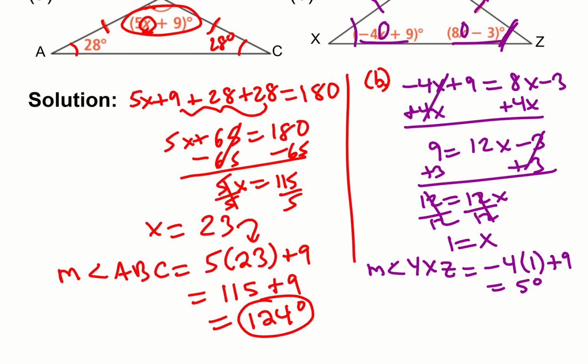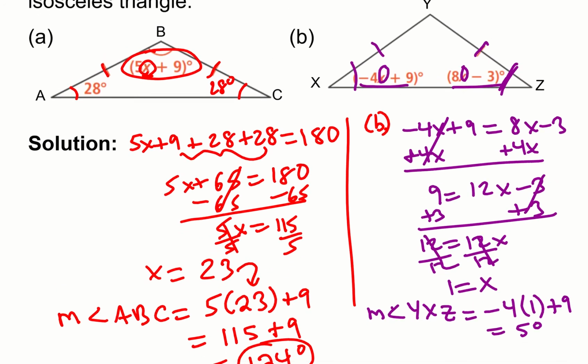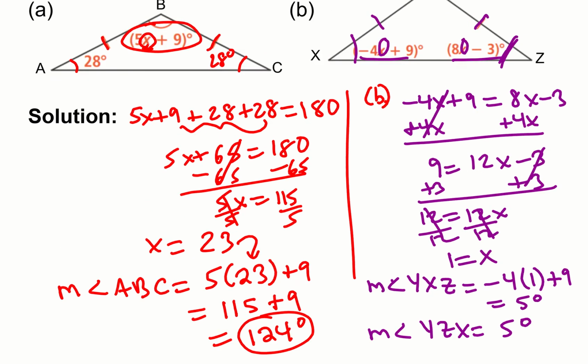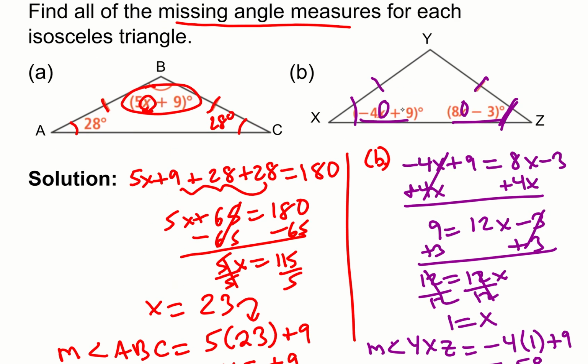So really small. And so we know that the other one, 8x minus 3, is also going to be 5 degrees. So we have the measure of angle YZX is also going to be 5 degrees. And so now we know that those two angles are 5 degrees. Well, then remember, if both of these are 5 degrees, let's cross this out and say that's 5 degrees. That's 5 degrees.